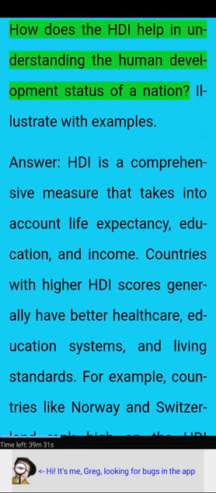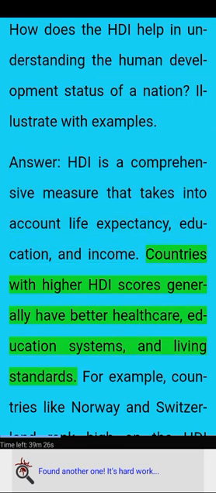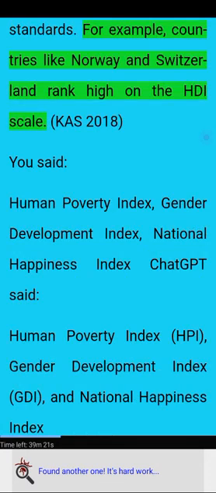How does the HDI help in understanding the human development status of a nation? Illustrate with examples. Answer. HDI is a comprehensive measure that takes into account life expectancy, education, and income. Countries with higher HDI scores generally have better healthcare, education systems, and living standards. For example, countries like Norway and Switzerland rank high on the HDI scale.